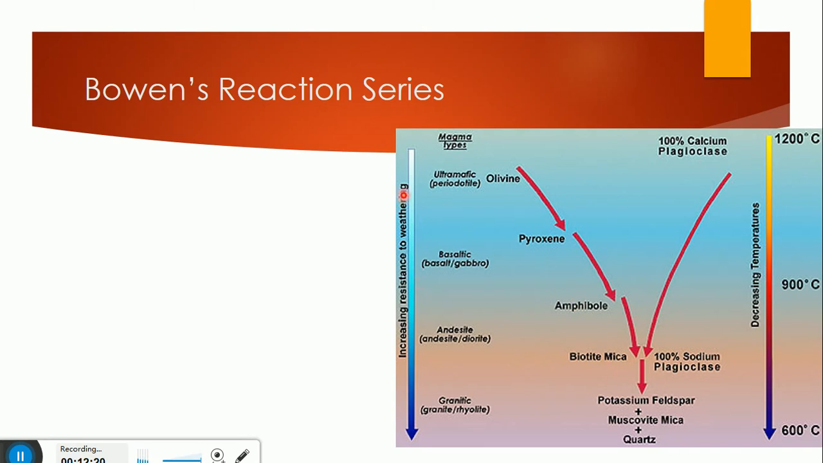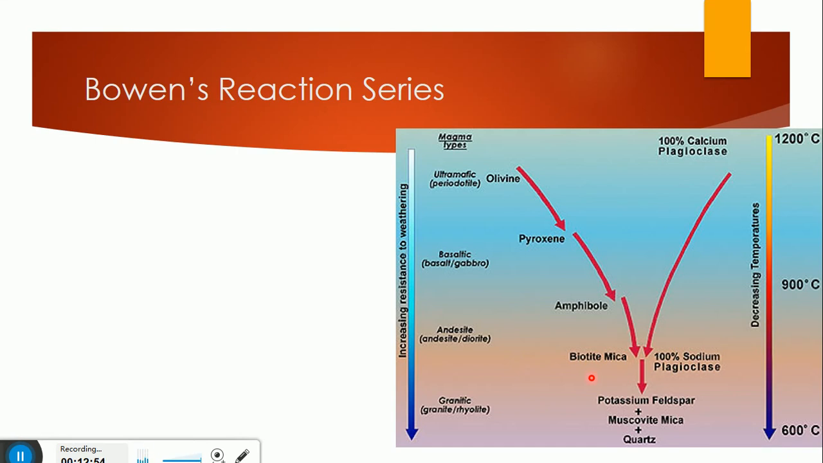Here is the increasing resistance to weathering, which means olivine is very less resistant to weathering, and biotite mica is very highly resistant to weathering. And the rock formation: ultramafic peridotite for olivine, basalt, gabbro for pyroxene, andesite, diorite for amphibole. Finally, we have discussed the granite for the potassium feldspar, muscovite, and then quartz.